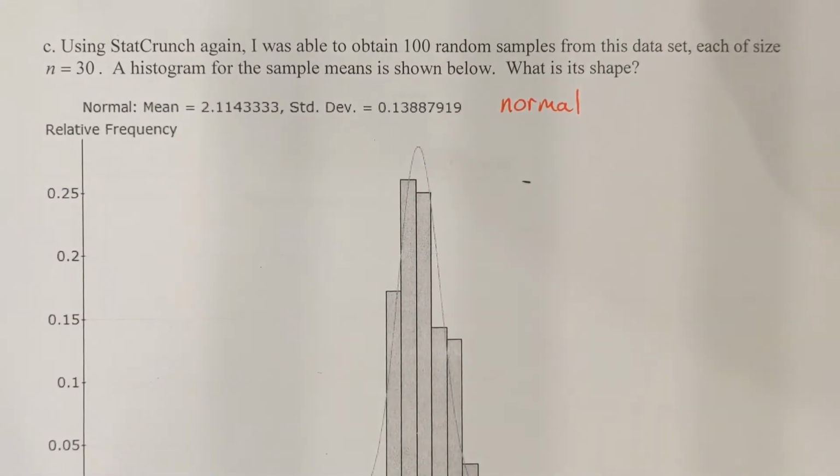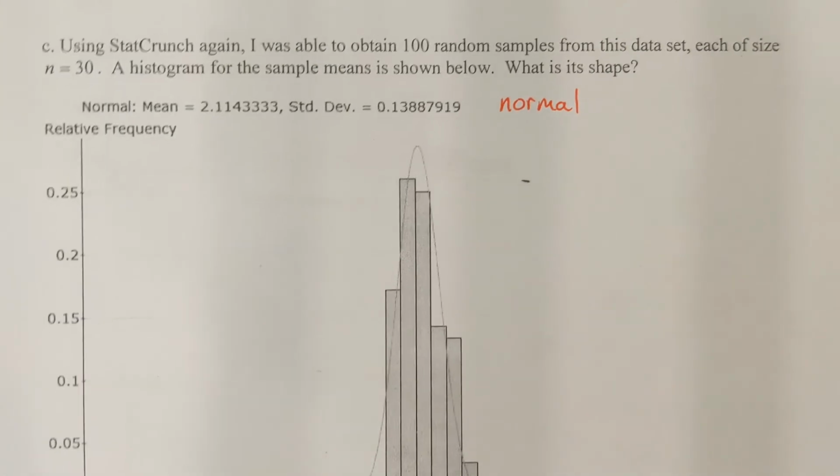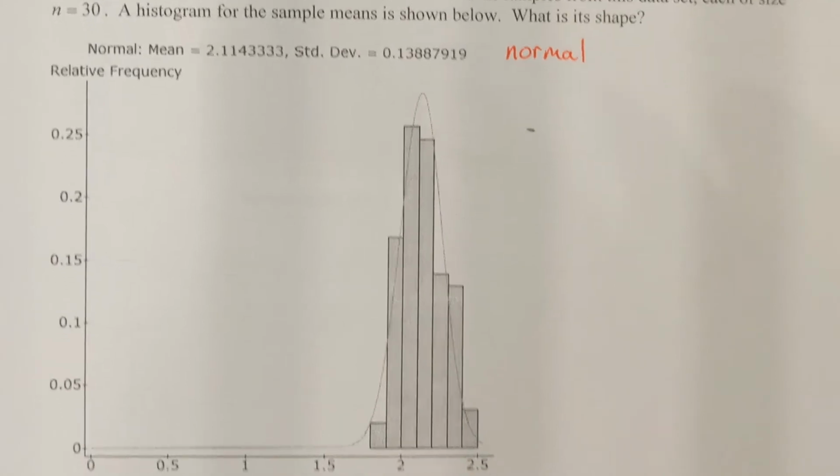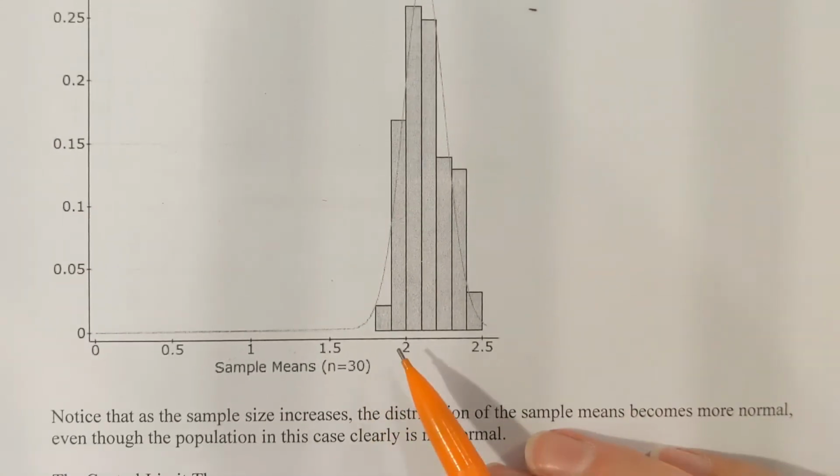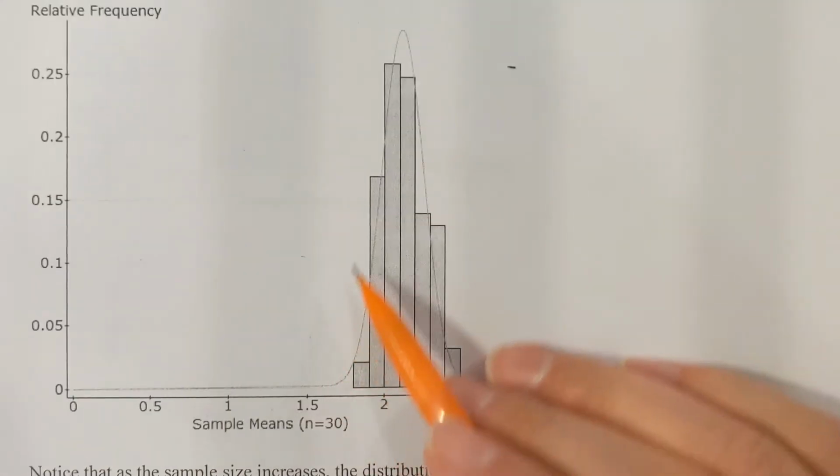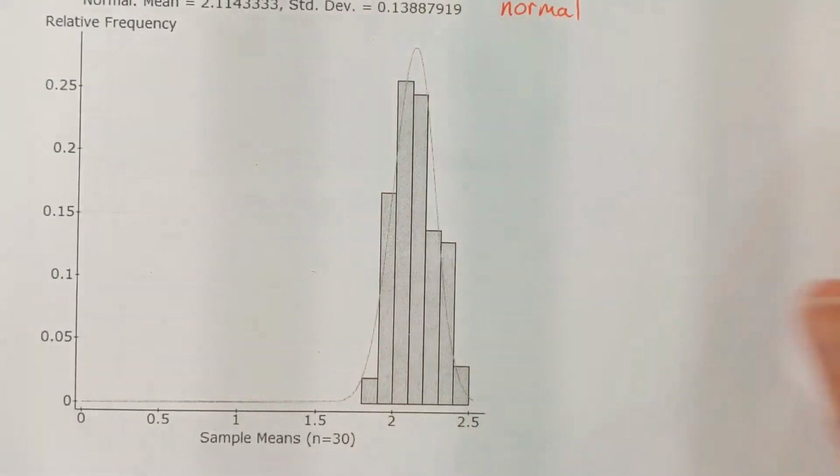Part C, using StatCrunch again, I was able to obtain 100 random samples from the dataset, each of size n equal 30. So I took 30 numbers from the population, found the mean, put those numbers back. I took 30 more numbers from the population, found the mean, put those numbers back. I had StatCrunch do that 100 times. With those 100 means, I then drew a histogram using StatCrunch, and I was able to overlay the normal curve on the histogram.